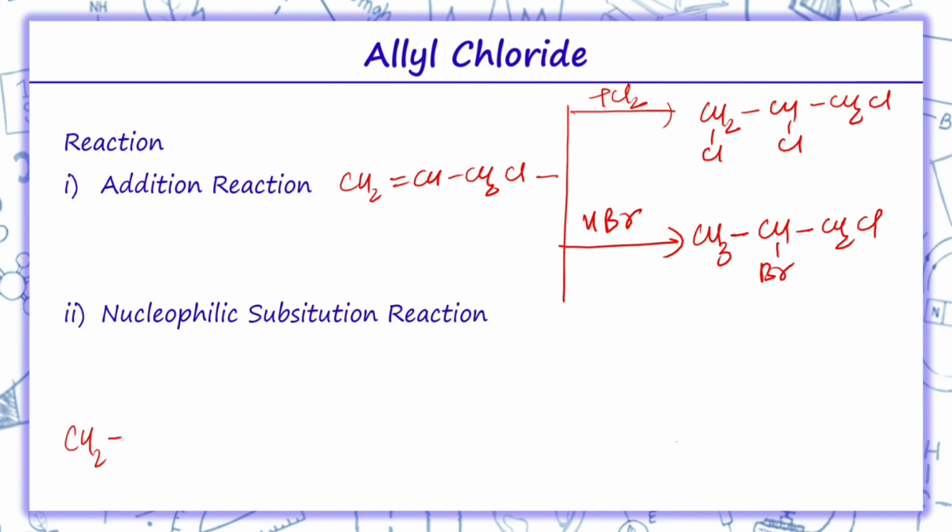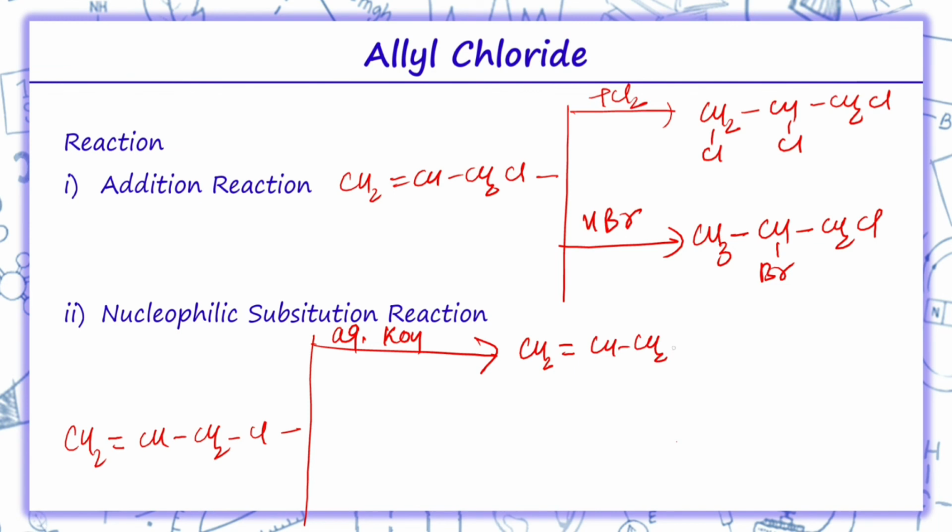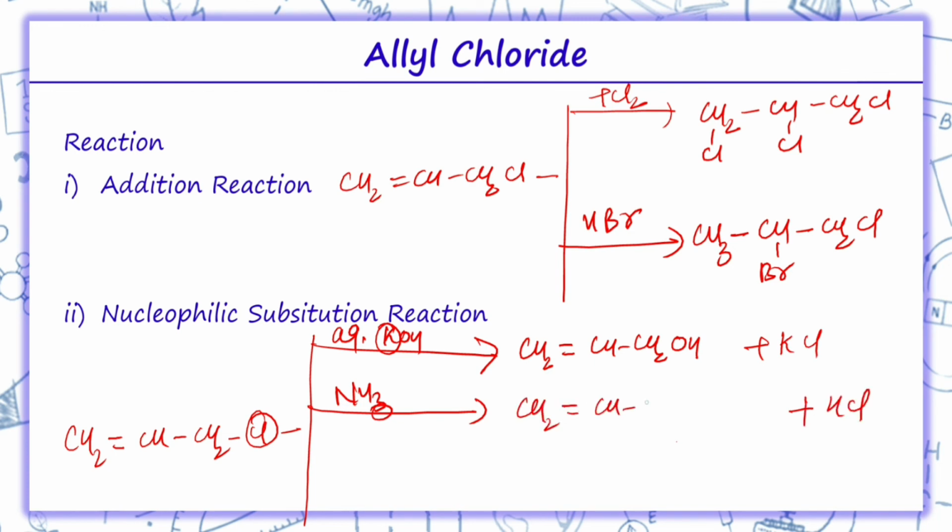So, we have CH2=CH-CH2Cl, nucleophilic substitution. Here the substitution will take place with aqueous KOH. Cl will be replaced by OH group, and we will get CH2=CH-CH2OH. Similarly, substitution takes place with ammonia. Cl will again be replaced by NH2, so Cl and H will be removed. Here Cl and K, so here we will get KCl and here we will get HCl.